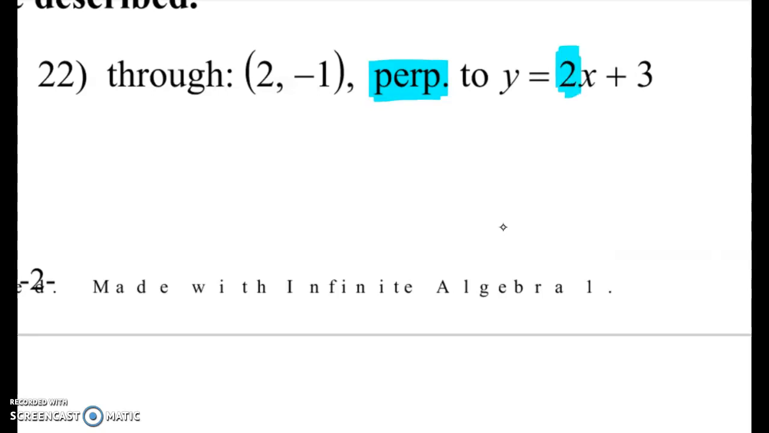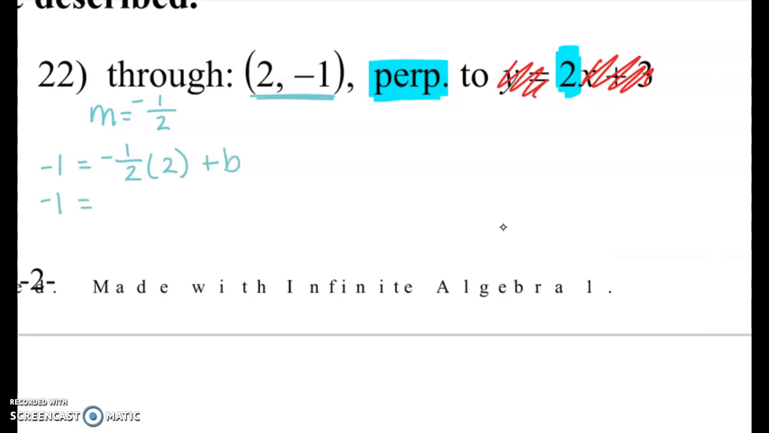Perpendicular, all we care about is the slope. Everything else we can ignore. So my slope for this one, I'm going to flip it. So if it's 2, I'm going to make it 1/2. Since it's positive, I'm going to make it negative. So now I have my slope. I'm going to use my point. -1 is equal to -1/2 times 2 plus b. -1 is equal to -1 plus b. Add 1. So 0 is equal to b.